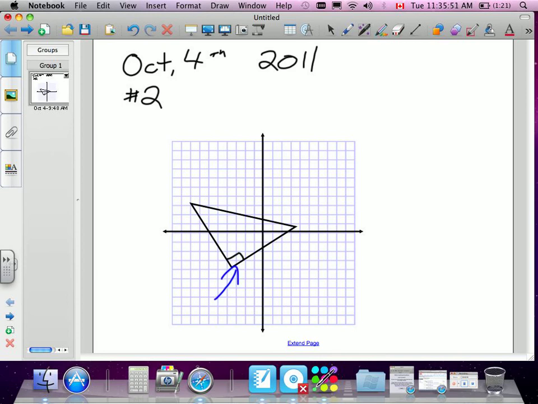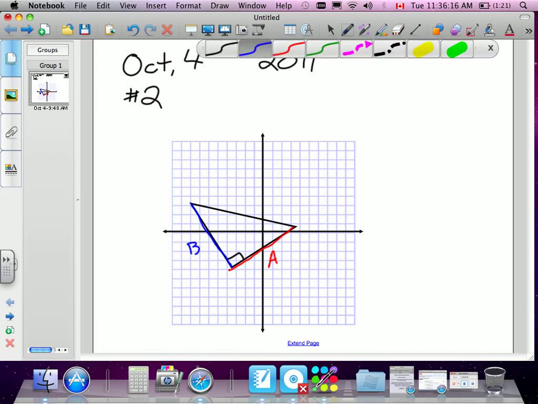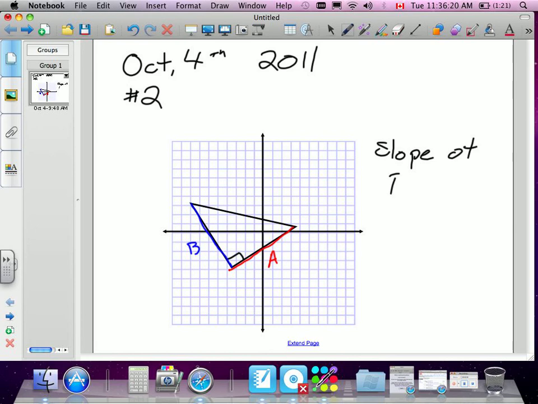Now, I may have drawn that little square in there, but that's technically not proof. I need to actually prove that this is a right angle triangle. So what that means is we'll call this one side A, okay? And we'll call this side B. These are both line segments. Line segment B and line segment A. I will need to find the slope of both A and B.